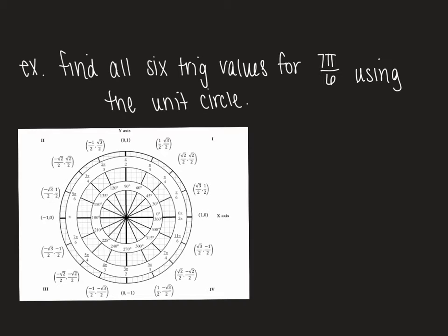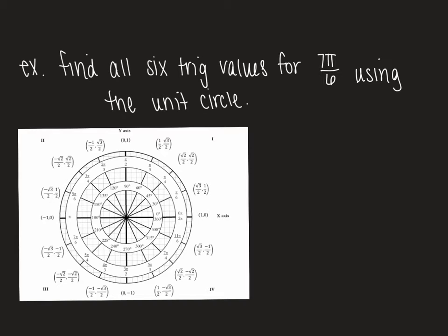Alright, so here we are with our example of what your problems are going to look like this week. You're going to be asked to find different types of trig functions. So we're just going to practice finding them all for this one angle, and then you can use these to find whatever one you're being asked for. This example is asking us to find all 6 trig values for 7 pi over 6.